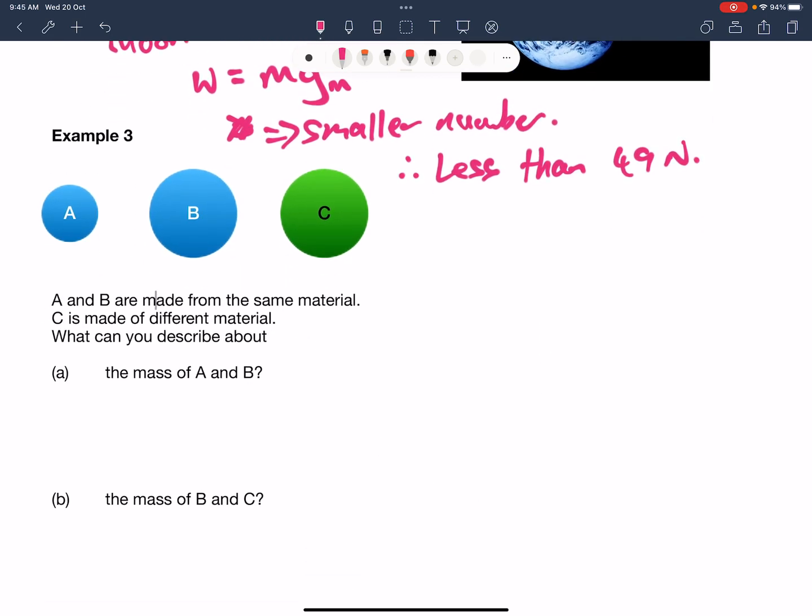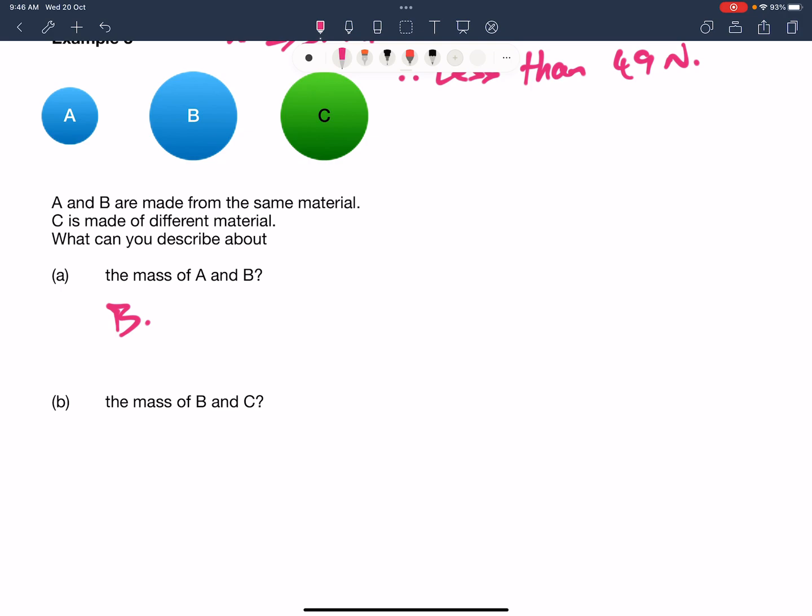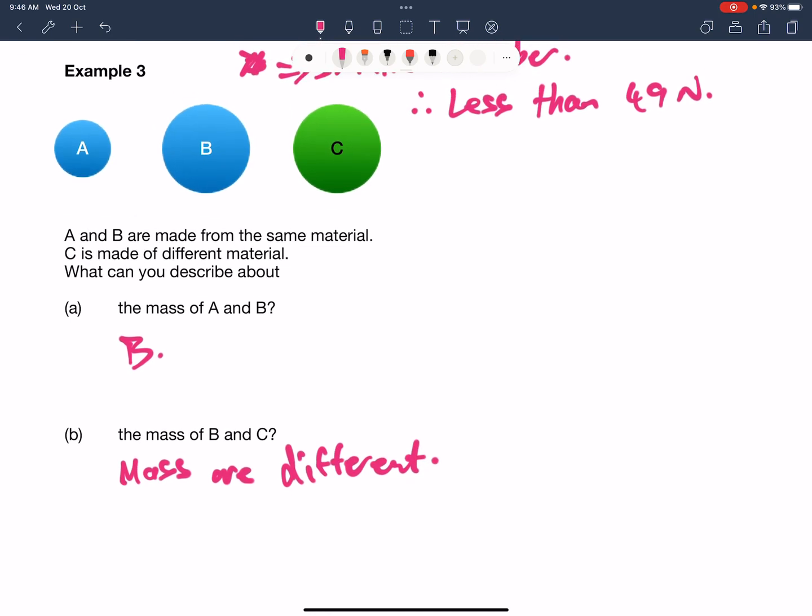Example 3. I have 3 objects. A and B are made of the same material but different size. So compare the mass of A and B. Which one has a bigger mass? Easy. 1, 2, 3. B has a bigger mass. Why? For the same material, the larger the volume, the higher the mass. That one is common sense, right? How about B and C? Different materials but same volume. Not conclusive, we wouldn't know. But we know for sure that the masses are different. That's all we can say from here, unless we know a little bit more information about B and C. Otherwise, we can only say that the masses are different.